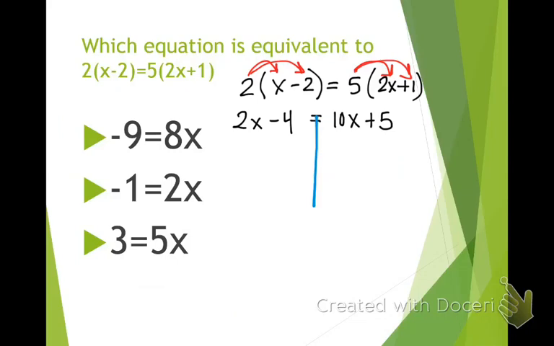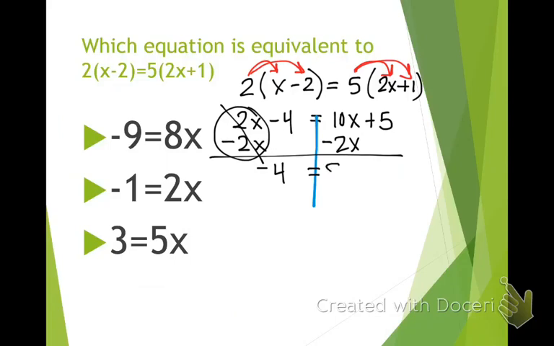And I want to keep them positive, so I'm going to bring the 2x over to the right-hand side using the subtraction property of equality. Whatever I do to one side, I have to do to the other. So I get negative 4 equals, these are additive inverses, that's why they added to 0. I get negative 4 equals 10x minus 2x, that's 8x plus 5.